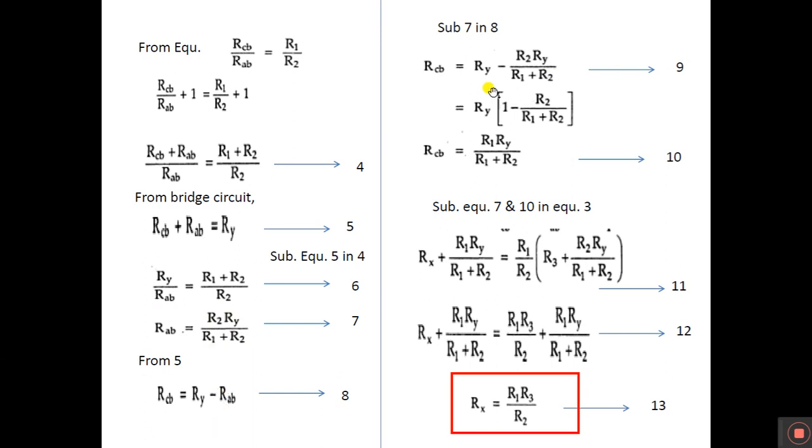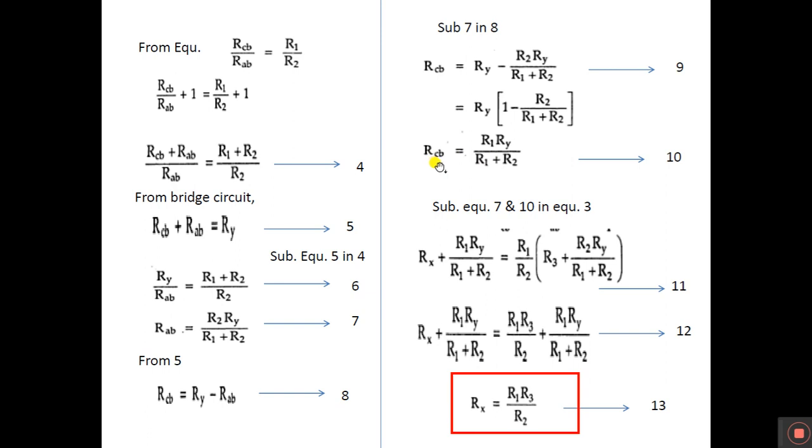Once I apply, Ry minus R2 Ry divided by (R1 plus R2). Right? You can take this Ry out as common, or you can cross multiply these terms. Once we cross multiply and simplify the terms, we can get RCB equals R1 Ry divided by (R1 plus R2). Just take it as equation number 10. Right? Now we have two expressions. One is equation number 7, RAB, and equation number 10 is RCB.